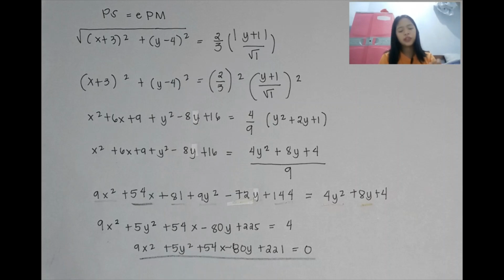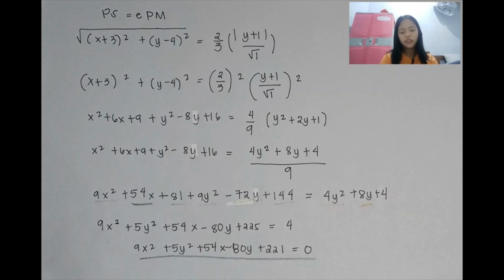Simplify by cross multiplication. So 4y squared plus 2y squared plus 1 giving us 4y squared plus 8y plus 4 over 9. So doing cross multiplication again, x squared plus 6x plus 9 plus y squared minus 8y plus 16 times 9 giving us 9x squared. 9 times 6x giving us 54x. 9 times 9 is equal to 81.